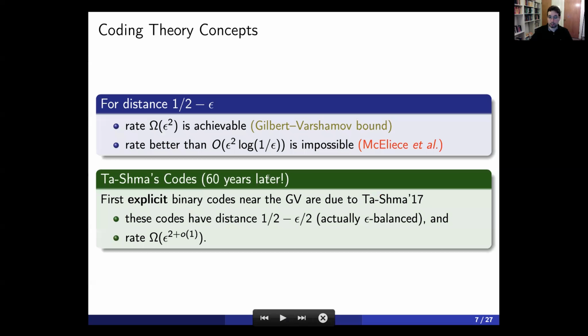Okay, and it took a lot of years for an explicit construction to emerge, right? Ta-Shma had this breakthrough result of codes of this distance. Actually, they were a little bit stronger. They satisfied not only that the Hamming weight of the difference of codewords was bounded below, but also above by half plus epsilon divided by 2. And the rate here is near optimal, and you see that this factor is little o(1), going to 0 as epsilon goes to 0.